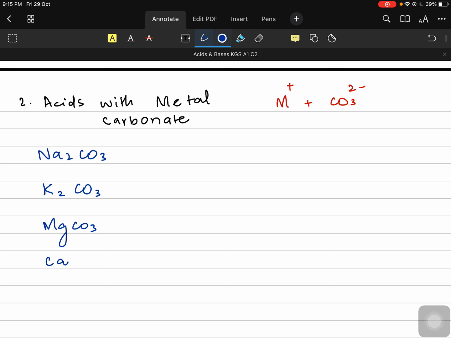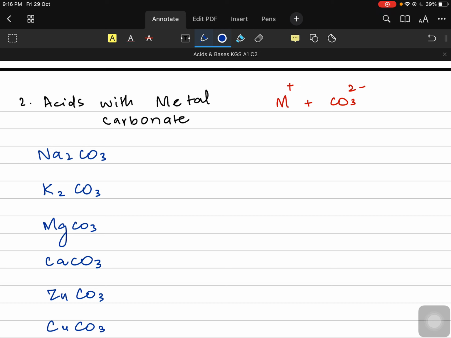We can have calcium carbonate, let's suppose zinc carbonate, or for the sake of it copper carbonate. These are all metal carbonates with the charges of metal and non-metal, which is carbonate obviously. So if a plus charge of a metal is with a carbonate, carbonate means CO3 -2. So that basically means metal carbonate.